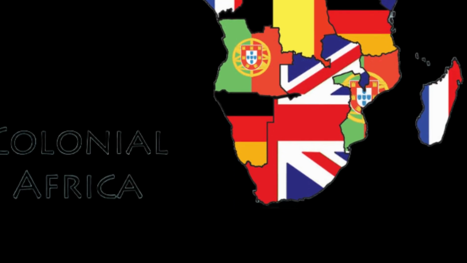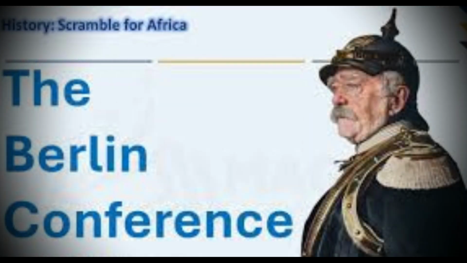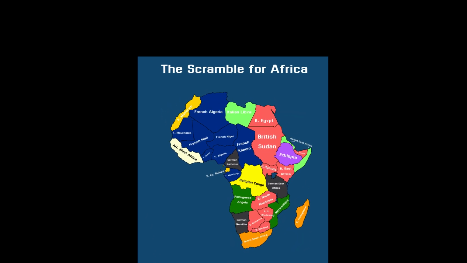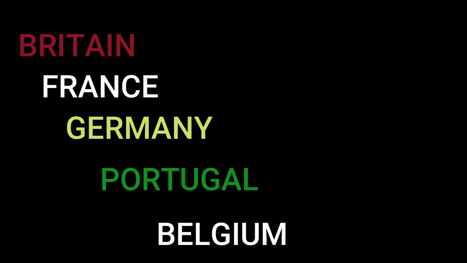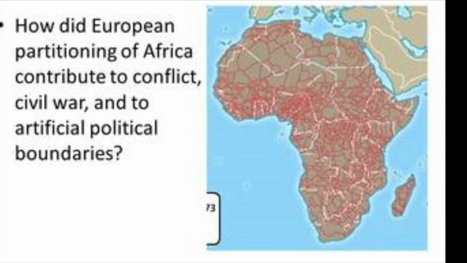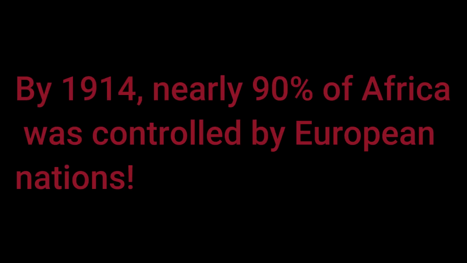Colonization in Africa occurred later than in other parts of the world, but it was no less devastating. The Berlin Conference of 1884-1885 marked the formal partitioning of Africa by European powers, a process we often refer to as the Scramble for Africa. During this conference, European nations like Britain, France, Germany, and Belgium divided the African continent, drawing arbitrary borders without regard for the existing ethnic, cultural, or linguistic divisions. This led to the establishment of European colonies across the continent, and by 1914, nearly 90% of Africa was under European control.